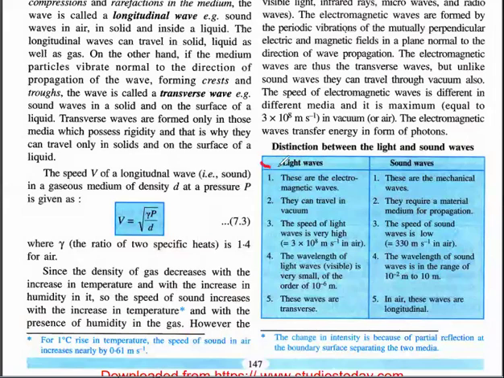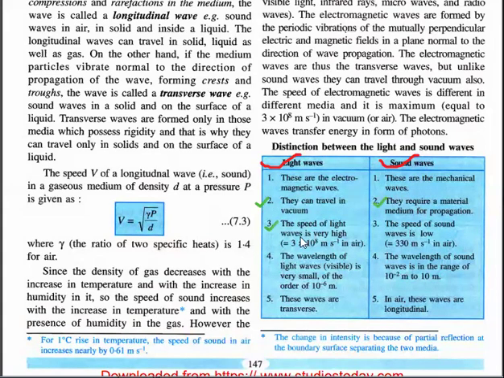Then remember this: light waves and sound waves, the difference between those two. I'll give you some of the points. There are 5, at least remember 4 of them. Better to remember all. Light waves can travel in vacuum, while sound waves require a material medium for propagation.